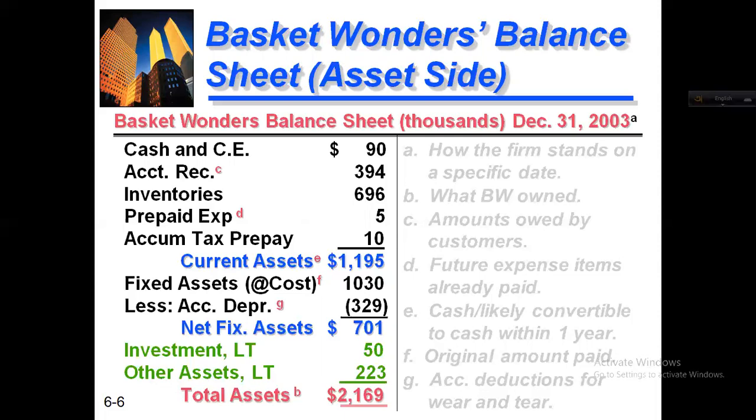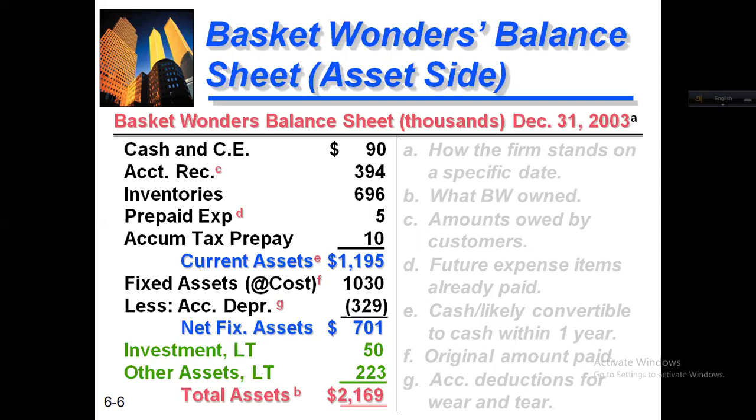Prepaid expense, 5, and advance tax prepaid is $10. So the total current asset is 1,195. So what is current asset? Current asset means the asset whose maturity is less than 1 year. So these are the assets whose maturity is less than 1 year.